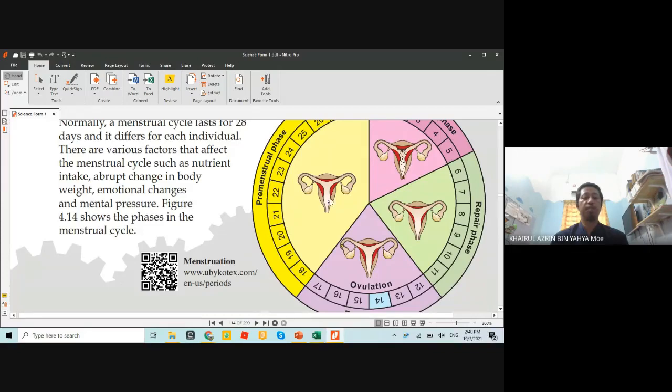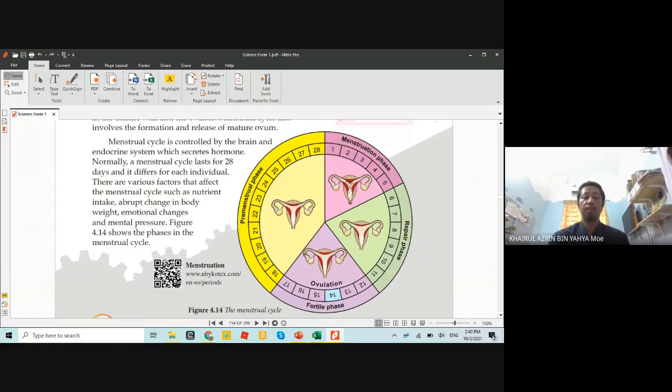Okay, so this figure shows the phases in the menstrual cycle. Let me make it smaller. If you can see here, the cycle starts from number one until 28 days. Then we start again at one, continue, and rotate, so that's why we call this a cycle. This is a cycle, round and round, again and again, until menopause.